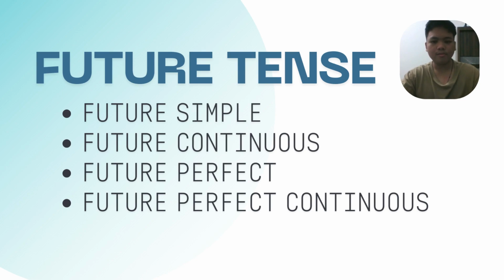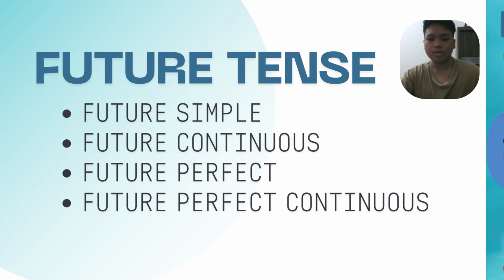Today I'll be presenting future tense. Future tense is divided into four, which are future simple tense, future continuous tense, future perfect, and future perfect continuous tense. All right. Now let's go to the first one, which is future simple.